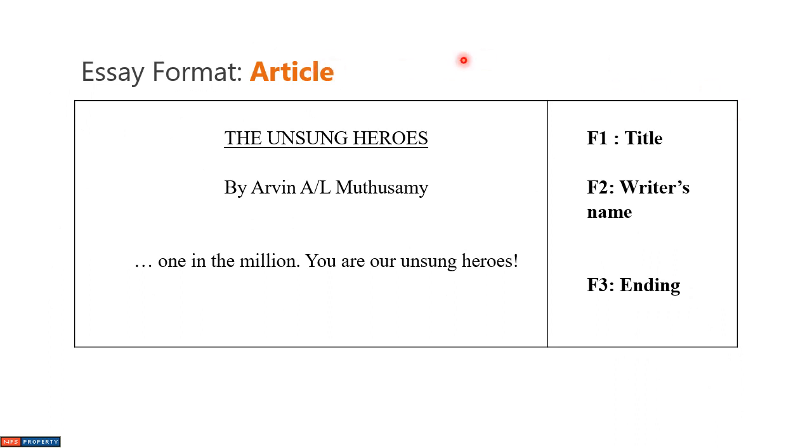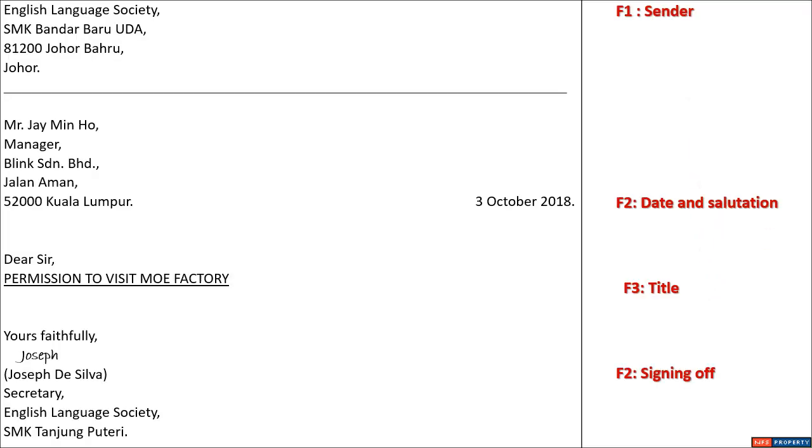Okay, this is an example of the format for essays based on their type. This is an article. You can see from here, these are the format. You have the title, you have the writer's name, you have the ending. Next, we have the formal letter. For a formal letter, you have the sender, you have the date and salutation, title, you have also the signature of the person writing the essay.